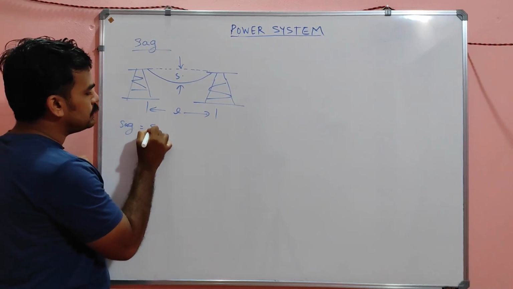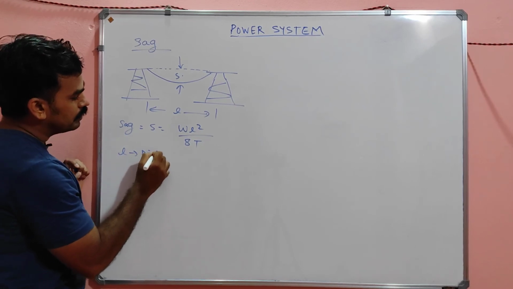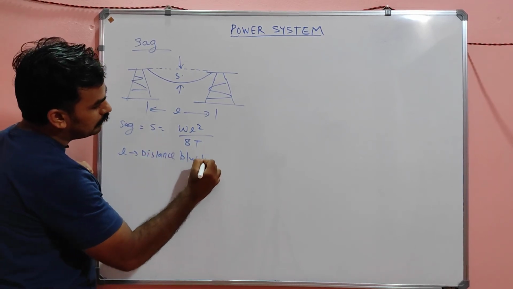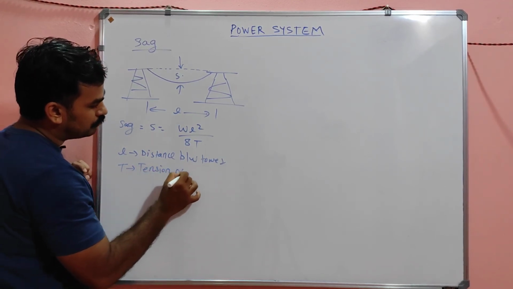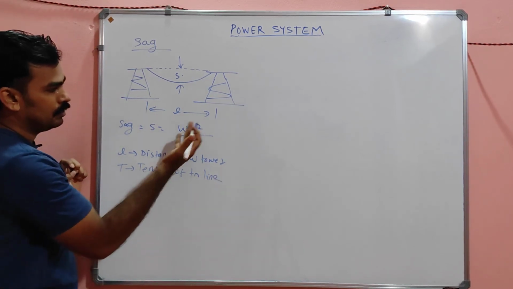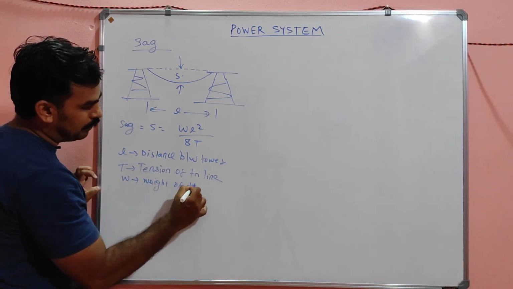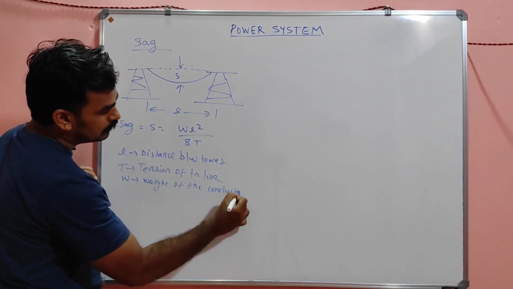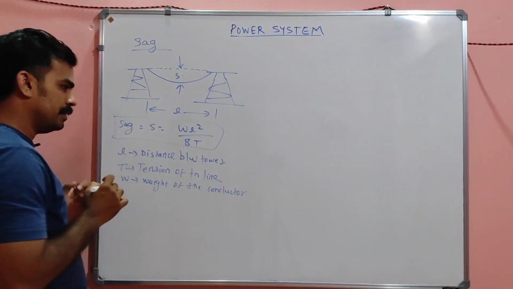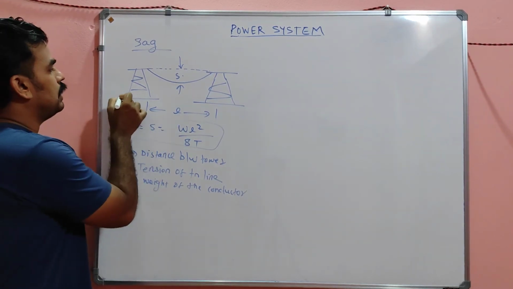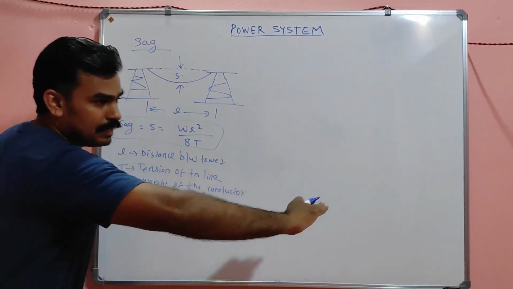And the equation for sag is S = WL² / 8T, where L is the distance between towers, T is the tension of the transmission line, and W is the weight of the conductor. So just remember this equation, my dear, WL² by 8T. This is for when the poles are at the same level, that means on the same surface.